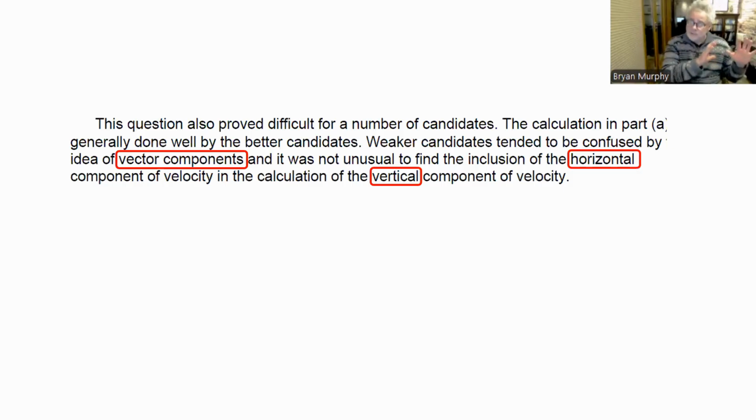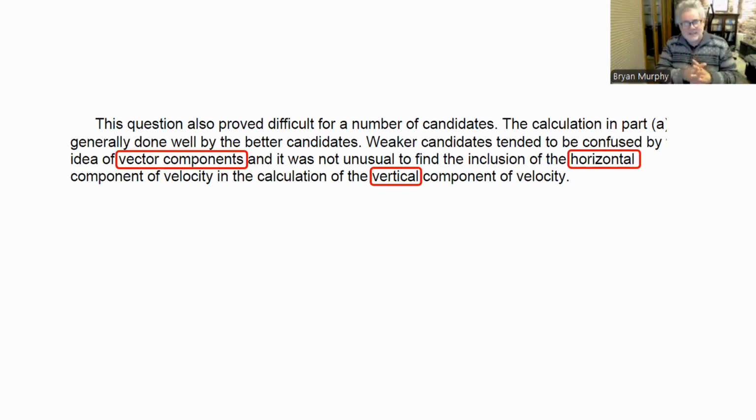Now, I'm going to start really patronizingly simple. I hope you don't mind. Because when I looked at one exam question and then went on to the examiner's report, which is what you all do, they said this. Now, this really surprised me.